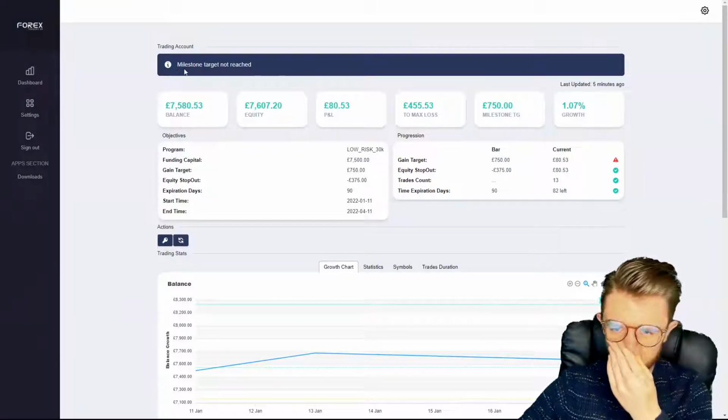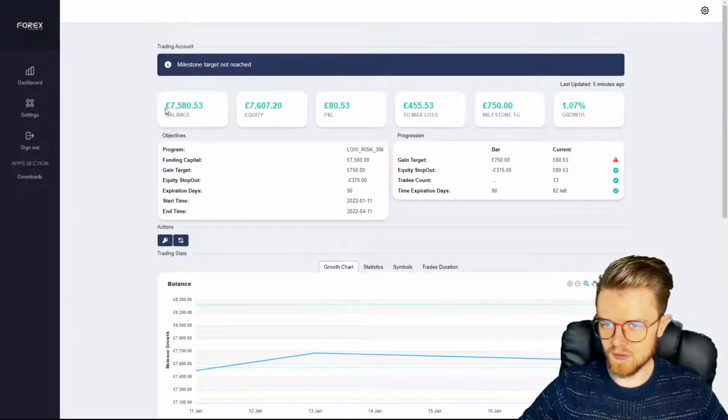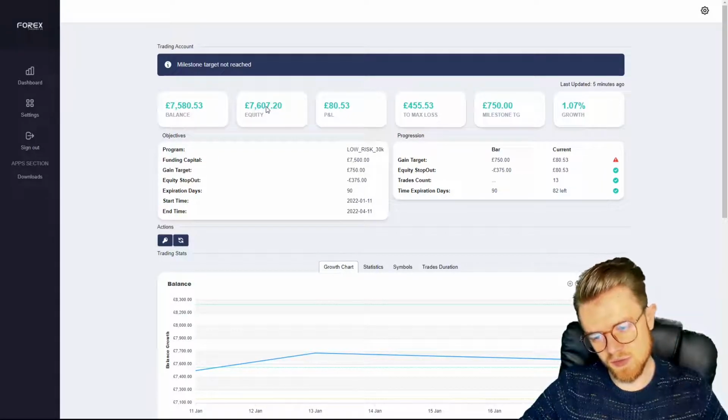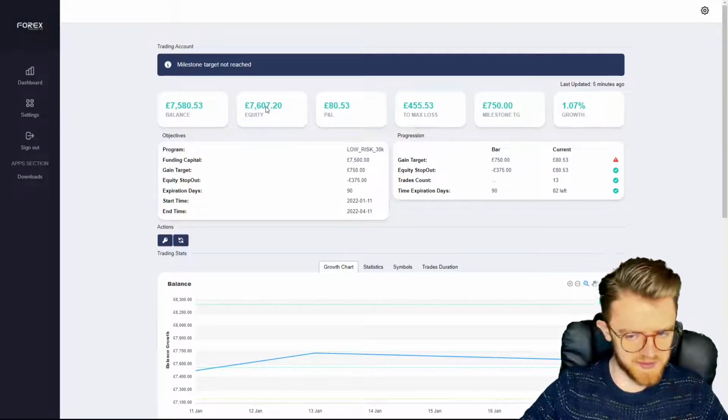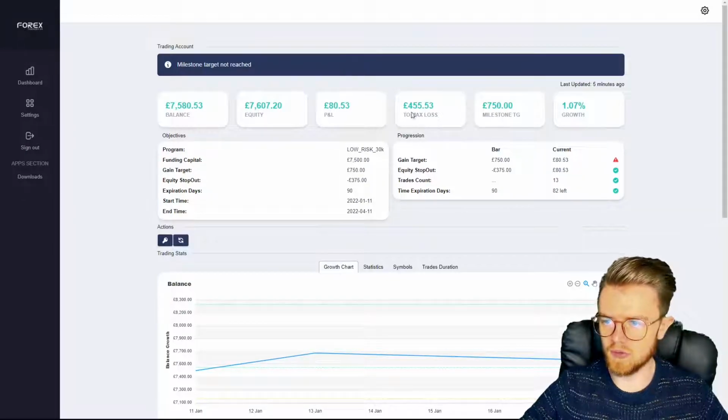So here we have an example trading account. The milestone hasn't been reached yet. So the balance is shown here, equity. This is updated every, I'd say, 3 to 10 minutes on average. So it's not going to be ultra live updates in terms of equity, but it is pretty quick. And also the profit loss closed up to that point.